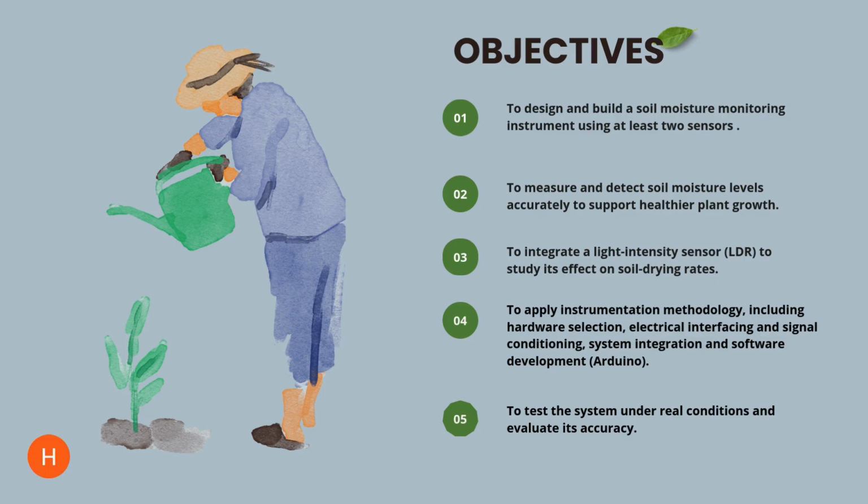Now we're moving on to the objectives of our project. There are 5 different objectives to be achieved by the end of this project. The first one is to design and build a soil moisture monitoring instrument using at least 2 sensors. Next, to measure and detect soil moisture levels accurately to support healthier plant growth. Number 3, to integrate a light intensity sensor, LDR, to study its effect on soil drying rates. Number 4, to apply instrumentation methodology, including hardware selection, electrical interfacing, signal conditioning, system integration, and software development, which is Arduino. Last but not least is to test the system under real conditions and evaluate its accuracy.